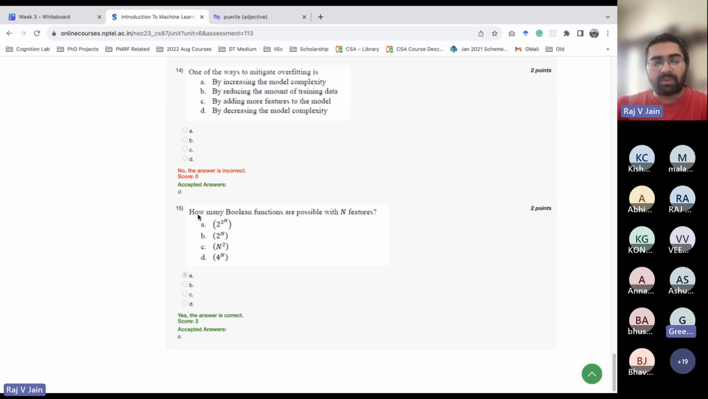All right, then this one: how many Boolean functions are possible with n features? I guess we covered this in the first class, but yeah, A. A is the right answer. Anyone has any doubts here? You can ask.